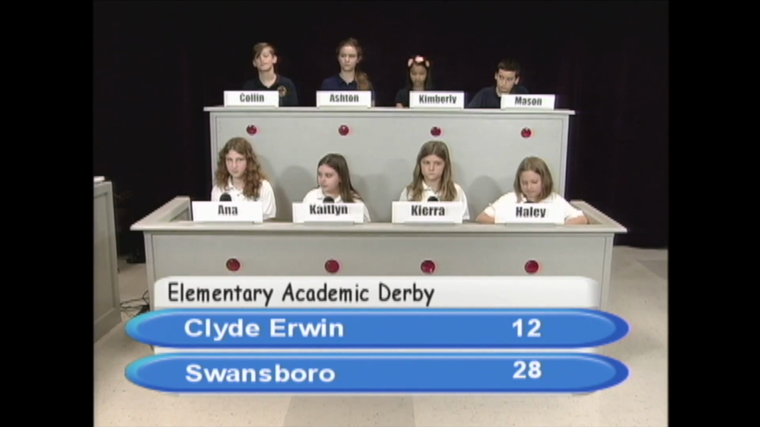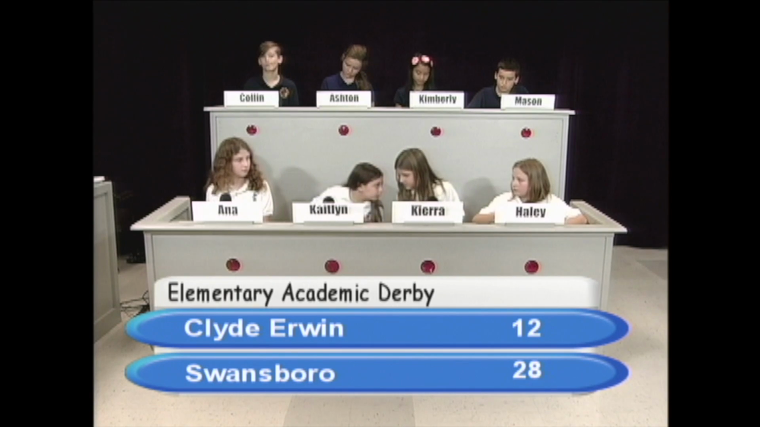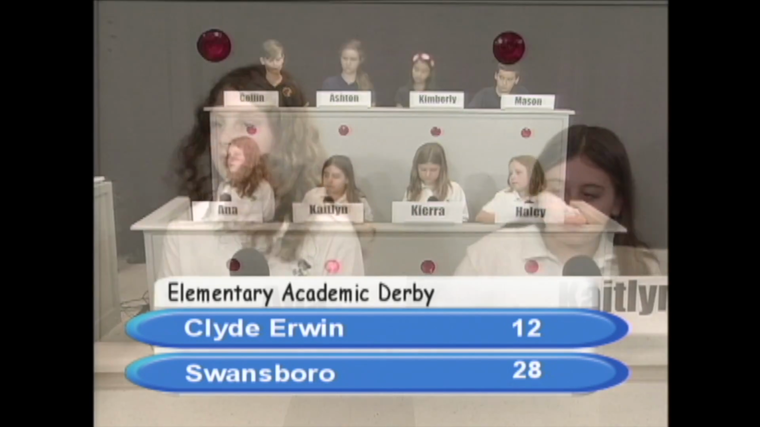And for your bonus, identify the candy bar claimed to have been named for a president's long-deceased daughter that shares its name with a slugging legend of the 19th century. Caitlin? Babe Ruth. That is it.